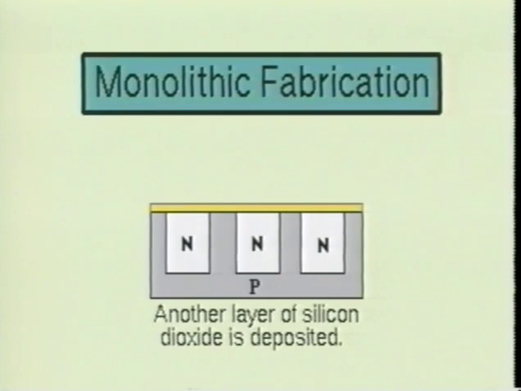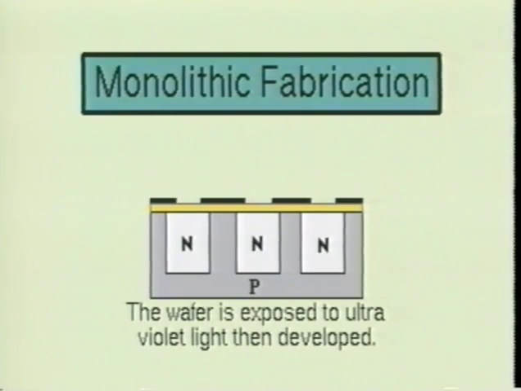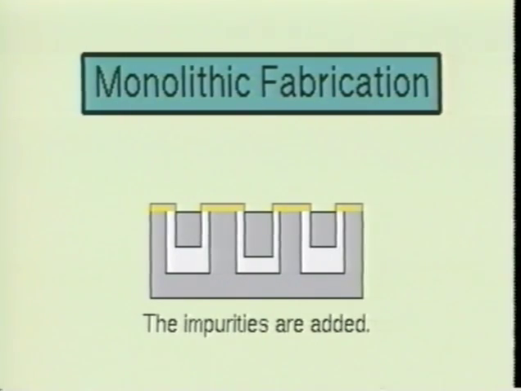Next, another silicon dioxide film is formed on the surface of the wafer. The surface of the wafer is once again coated with a photosensitive emulsion and a second mask is placed onto the wafer. After the second mask is in place, the wafer is exposed to ultraviolet light. The wafer then goes through another developing process which hardens the areas not exposed to the light. Once again, the areas which were exposed to the light are etched away. The part of the wafer not covered by the silicon dioxide is then exposed to more P-type impurities.